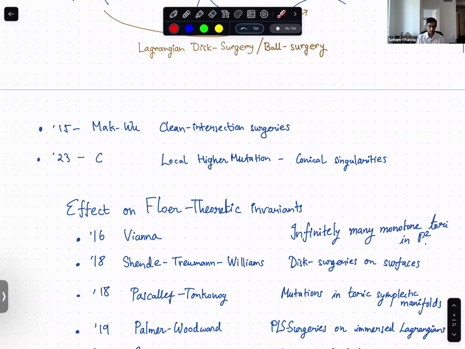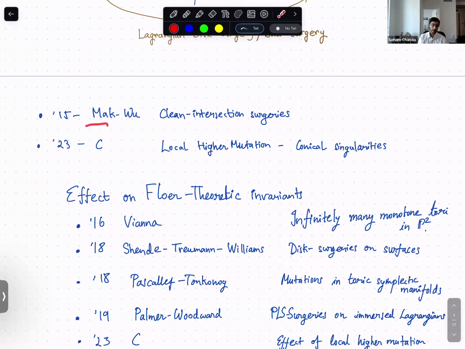Some other generalizations: in 2015, Cheuk Yu Mak and Weiwei Wu did the clean intersection case of Polterwitz surgery. Similar starting point. Instead of an immersed point, you have a self-clean intersecting immersion on some Lagrangian, and they show you can do a slice-by-slice Polterwitz surgery to get a new Lagrangian.